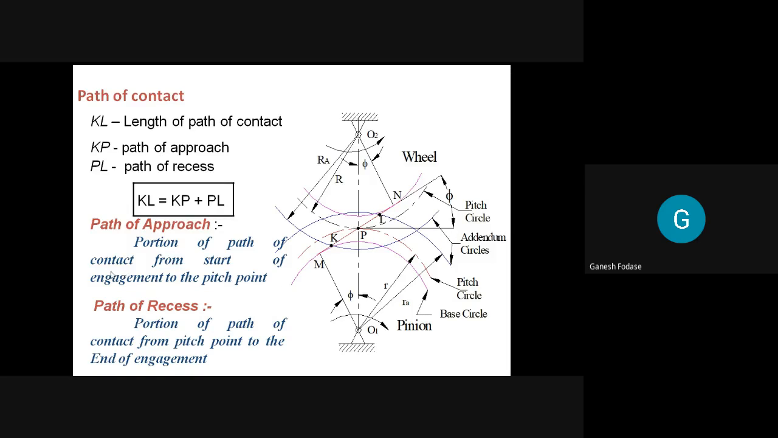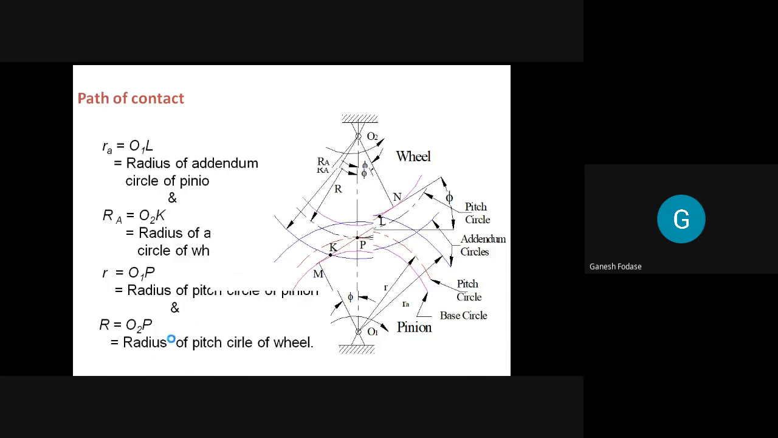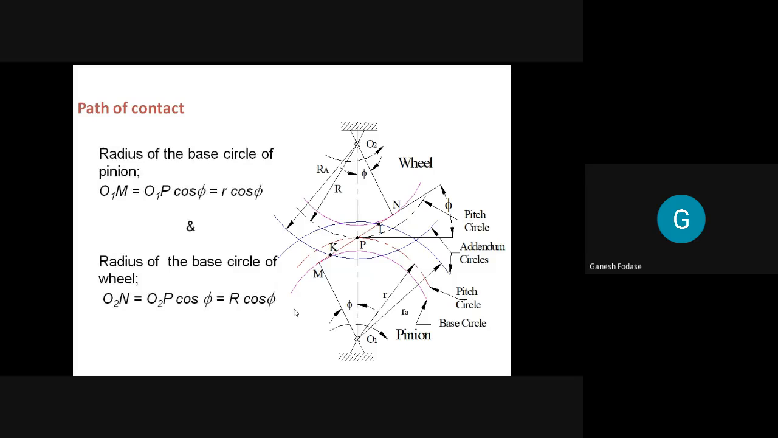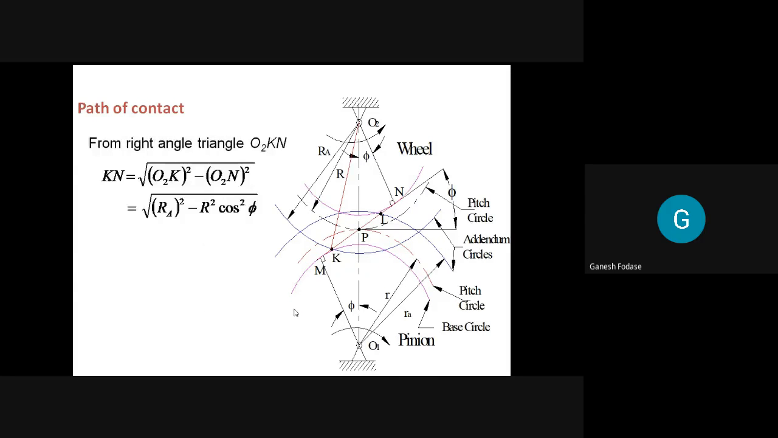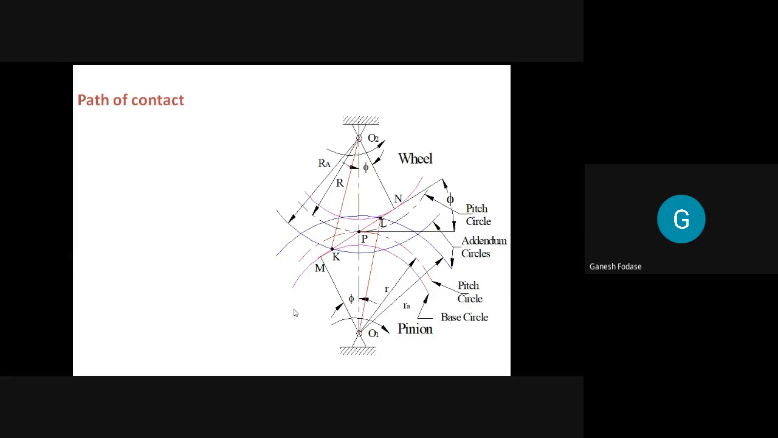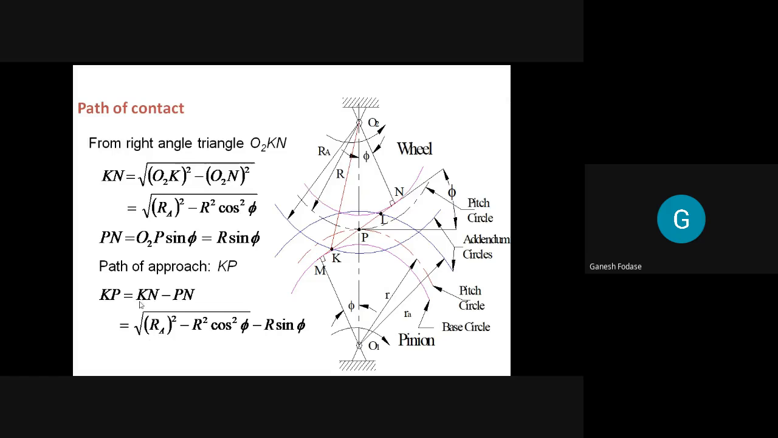So the portion of path of contact from start of the engagement to pitch point is called path of approach, while the path of contact from pitch point to end of engagement is called path of recess. And to consider the derivation, what we discussed, the terms are known. So finally we can prove the expression for path of contact, that is Kp and Pn. So Kp is equal to Kn minus Pn, but Kn is this one and Pn is this one. So my final expression is Kp is equal to square root of Ra square, that is addendum wheel radius, minus R square cos square phi, minus R sin phi.